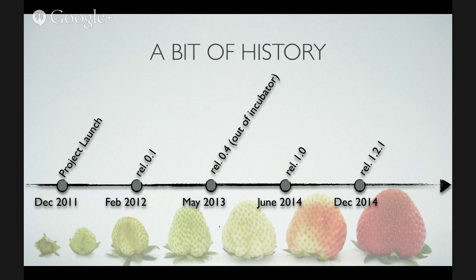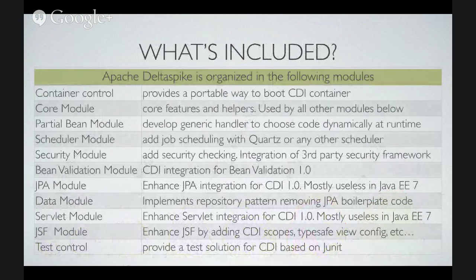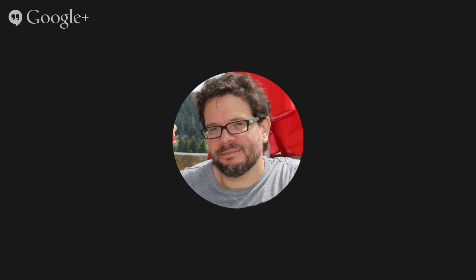Let's detail what's included in DeltaSpike. The list of features here is the list of modules in the project. The first in my list is container control. You may know that CDI only works today in a Java EE environment, in a Java EE server.